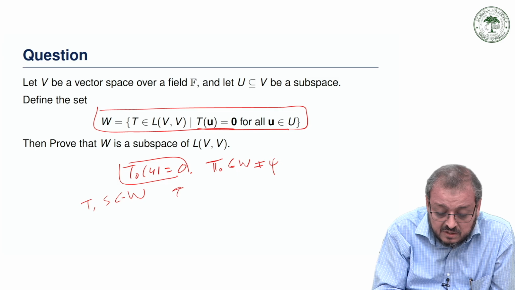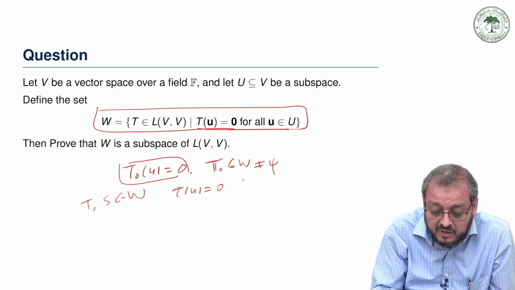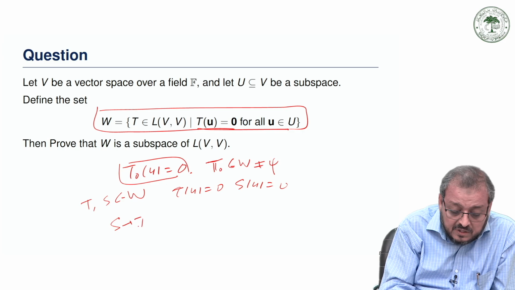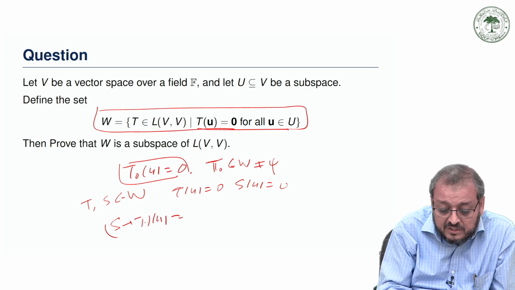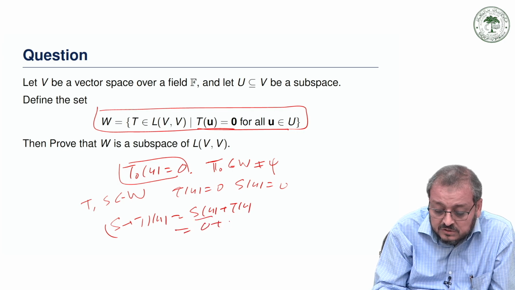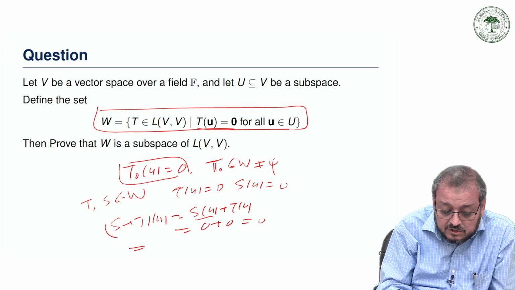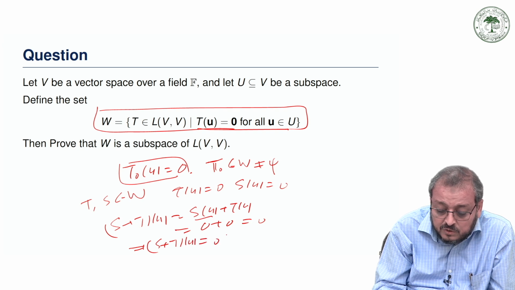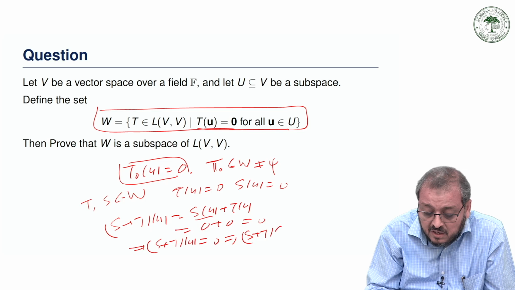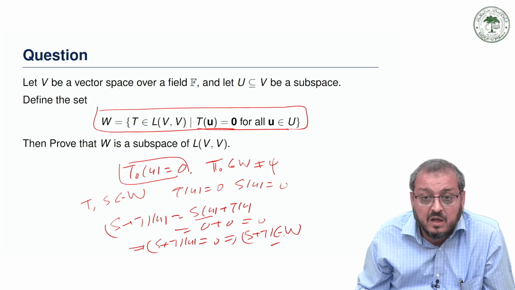Then as T of U is equal to 0 and S of U is equal to 0, we take S plus T of U, by the property, S of U plus T of U, that is S of U is equal to 0, this is 0 is equal to 0. This implies that S plus T of U is equal to 0, which means that by the definition we can say that S plus T is an element of W.